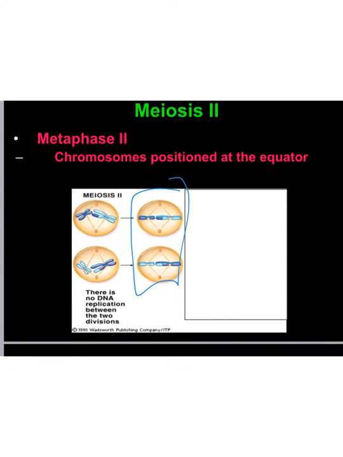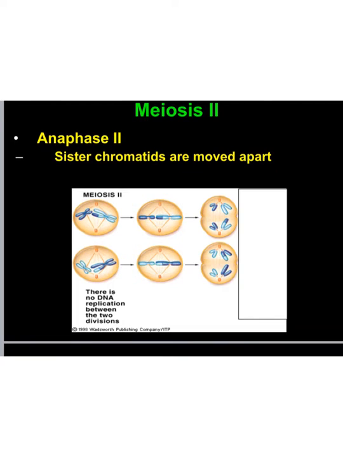All right, so here we have metaphase 2. Our chromosomes are lined up on the equator. Our spindles are fully formed. Our centrioles are in place. The microtubules have grown out, and they have attached to the centromeres of our chromosomes along the equator.